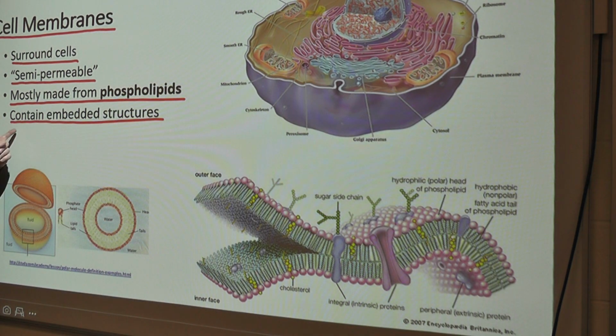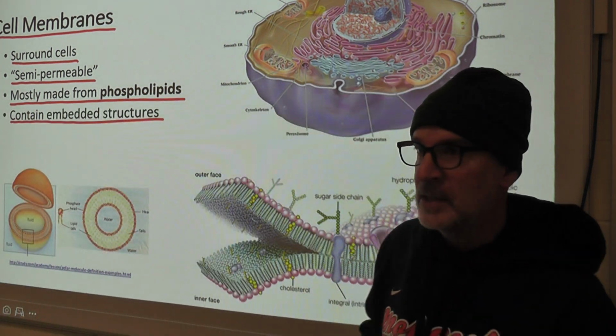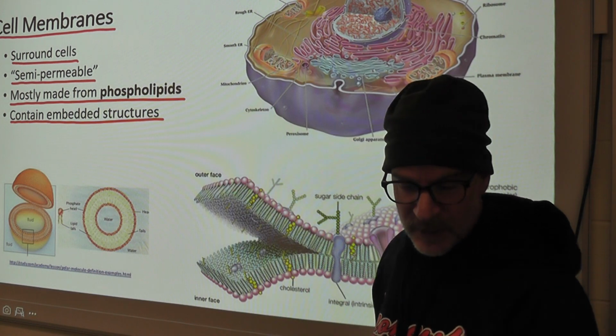These structures generally facilitate the transportation of materials in or out of the cell, and it's really critical. I'm not going to talk about the details of them. There's lots of different kinds. They do lots of different things, but we are going to talk in general about how they work to move things in and out of a cell.